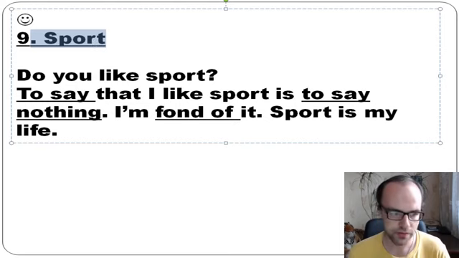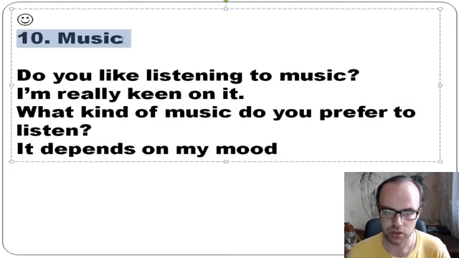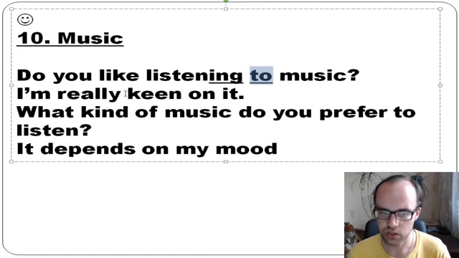Sport is my life. Music. Do you like listening to music? We say like doing, like listening to. I'm really keen on it. So we say I'm keen on, or I like it. I'm really keen on it. I really like it. What kind of music do you prefer to listen to?